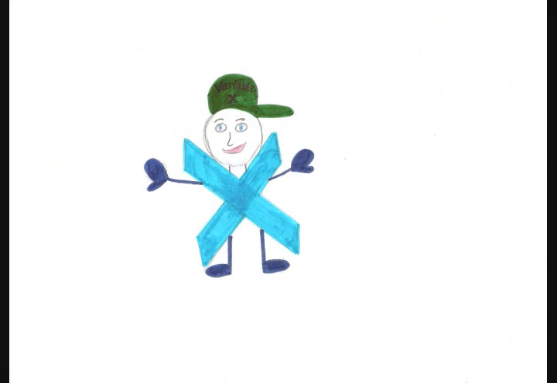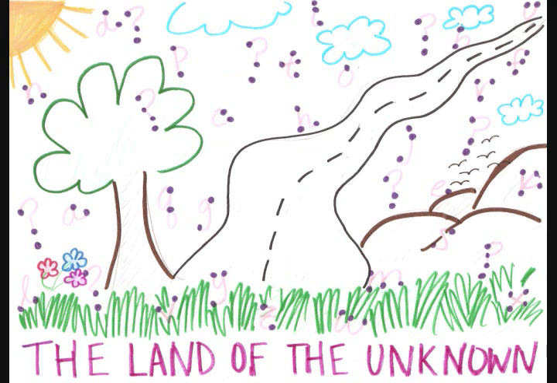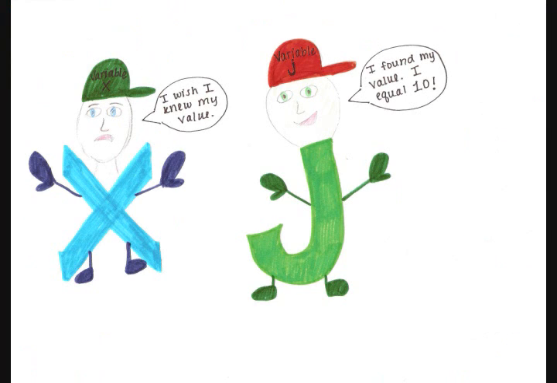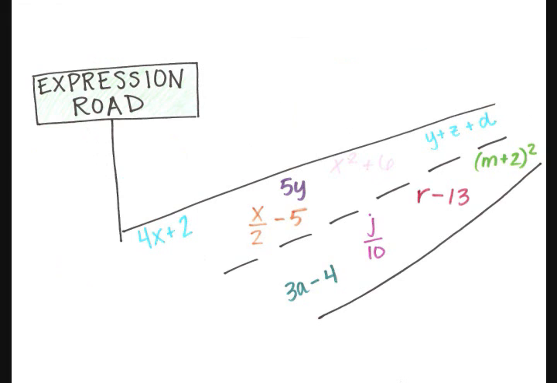Once upon a time, there was a little boy named Variable X. Variable X lived in the land of the unknown. Variable X wanted more than anything to discover his value. His best friend, Variable J, had just discovered that his value is 10. Once you discover who you are, then you are considered an adult. Until then, you are just a child or unknown. So Variable X set out on his journey to find his value.